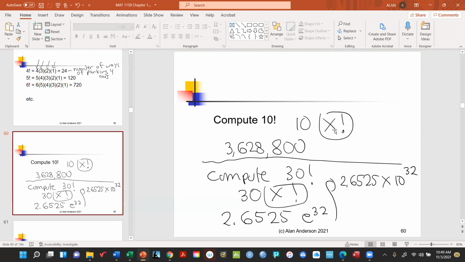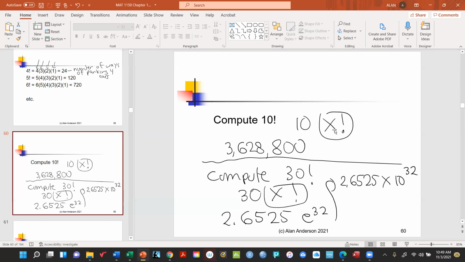3,628,800. So if you have this on your calculator, the key is most likely labeled x factorial. That's usually what happens. It's usually not n, it usually says x. Now, depending on the calculator you have, in some calculators, the 10 comes before the x factorial button, and in some cases, it's the other way around.